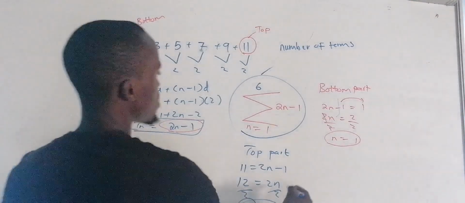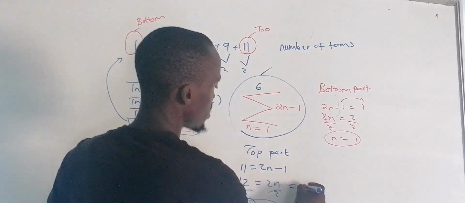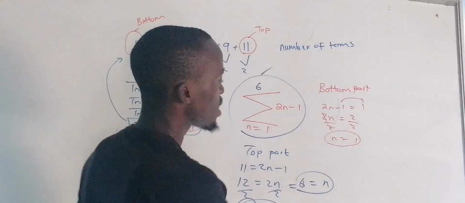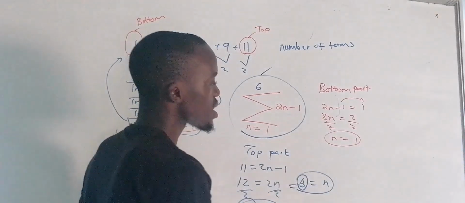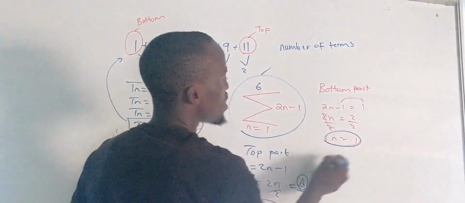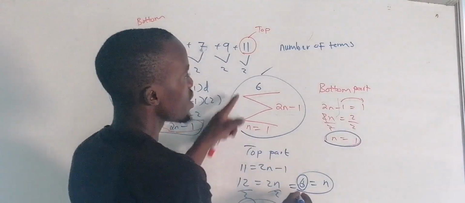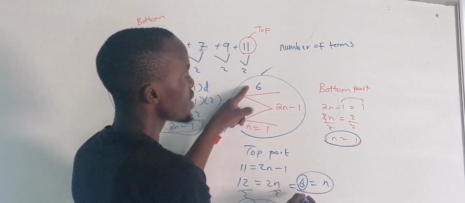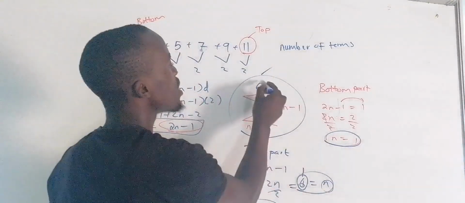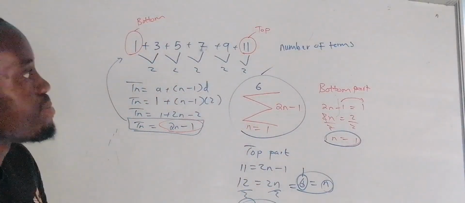So here it's 6 equals n. I took this 6 as I was explaining that for the bottom part you take everything and write it here, but for the top part you don't take the n, you only take the 6, the answer, and write it there.